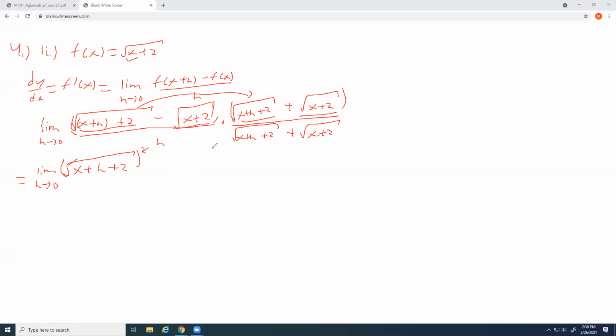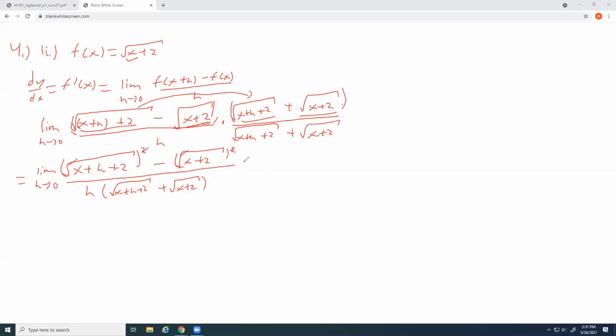And then our last term is going to be just root x plus 2 times root x plus 2 with the minus sign out front. So we'll have minus root x plus 2 squared, and this is going to cancel out. And in our denominator, we have h times root x plus h plus 2. Oh my goodness, cannot write. Plus root x plus 2, there we go.